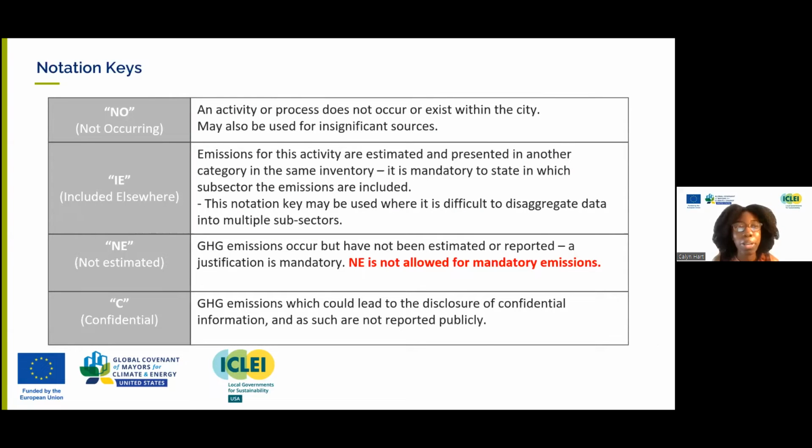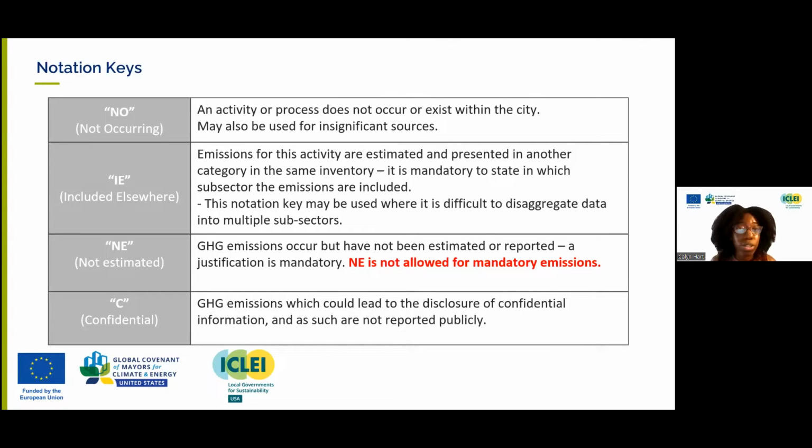And so I mentioned all of this about notation keys. Notation keys are essentially used for different emissions or sources that you do not have activity data or emissions data for. You'll want to use these to ensure that you are really accounting for all of those mandatory sectors that I just went over in the previous slides. So NO you can use for not occurring. So again, if you don't have waterborne or airborne transportation within your community, you can use the NO notation key.